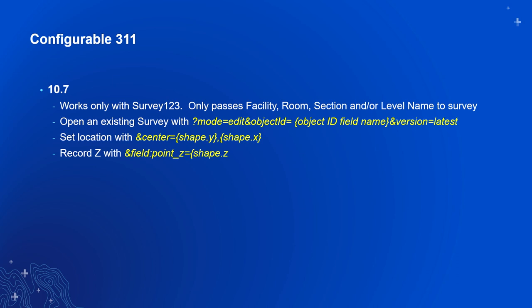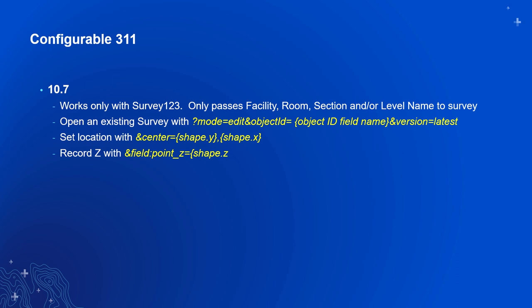All right, the other thing that you can do that I recommend doing with the 311 is you want to set the location as the X and Y that you are looking at in Indoors, the X, Y, and Z. So this is the syntax to do that. Center equals shape.y, shape.x.